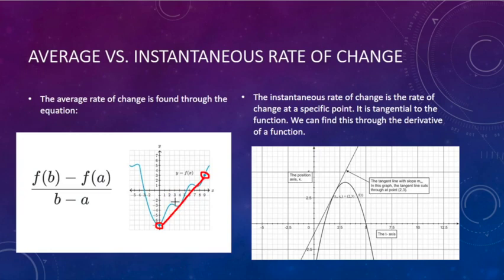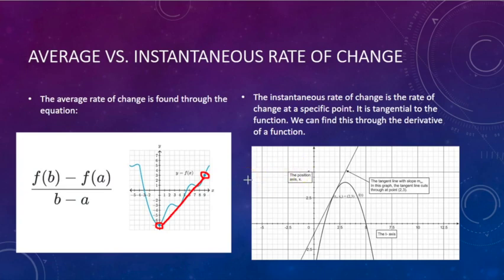And then when we go to instantaneous rate of change, this is where we get into derivatives. The instantaneous rate of change is the rate of change at a very specific point, and it's always going to be tangential to the function. As we can see here, it is just on the outside. We can find it through the derivative of the function. One of the ways we find the derivative is the definition of the derivative, which we're going to get into on the next slide.